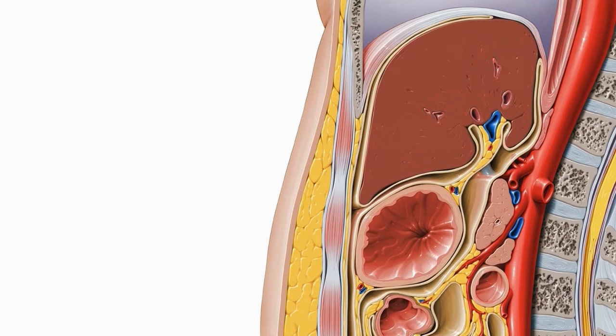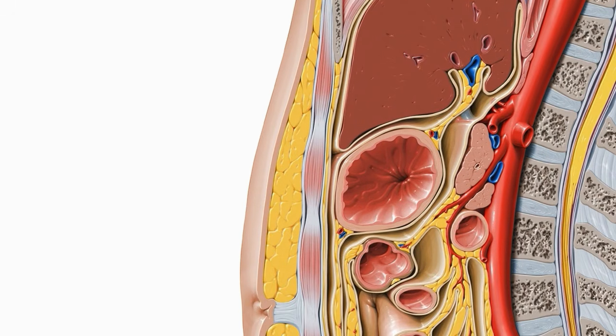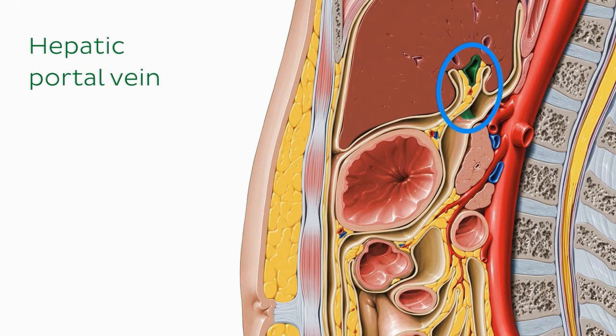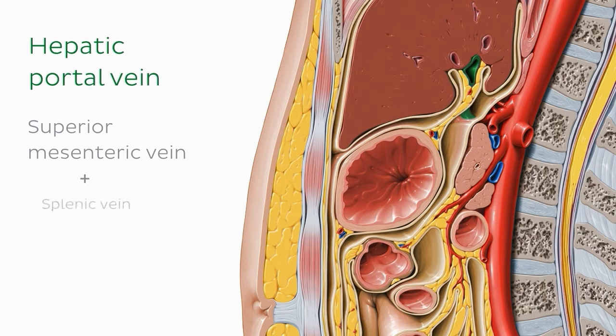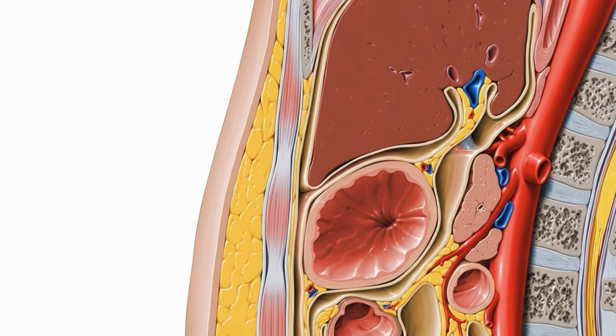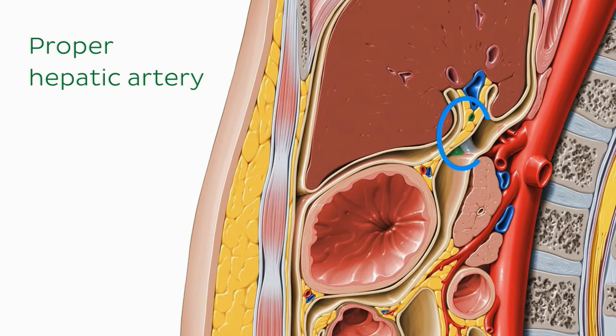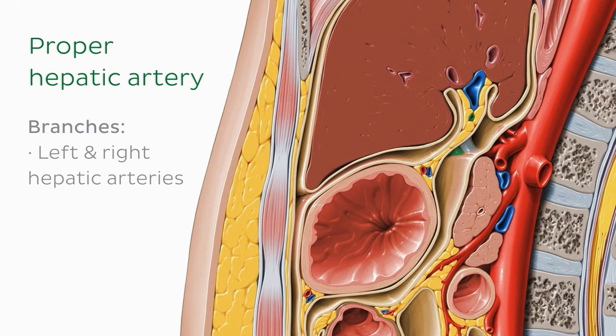Blood from the spleen and small and large intestines reaches the liver through the hepatic portal vein, and we can only see a small part of it here, but this vein is fairly large. It's formed by the merging of the superior mesenteric vein and the splenic vein. And about 75% of the blood supply to the liver passes through the portal vein. The rest of the blood supply to the liver comes from the proper hepatic artery, which is over here. And when it reaches the liver, the proper hepatic artery splits into 2 smaller arteries called the left and right hepatic arteries. The proper hepatic artery is a continuation of another artery coming from the celiac trunk.